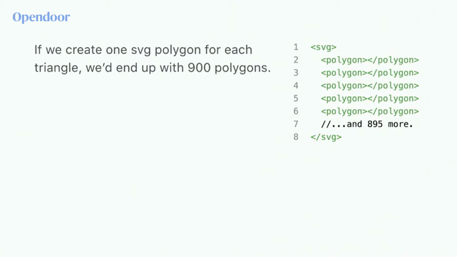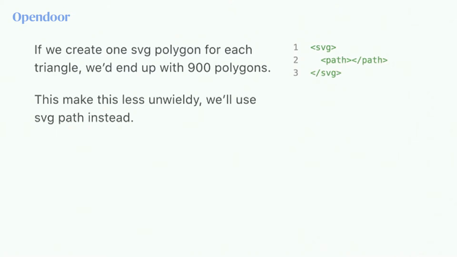Now, if we were to create 1 SVG polygon per triangle, then we'd end up with around 900 polygons. So this is a pretty naive implementation, and the DOM would get cumbersome and hard to work with. So it'll make the rendering a lot less performant as well. What we'll do instead is we'll take all those shapes and then stitch them into a single thing. So instead of having 900 individual polygons, we'll have a single path that represents all the triangles.